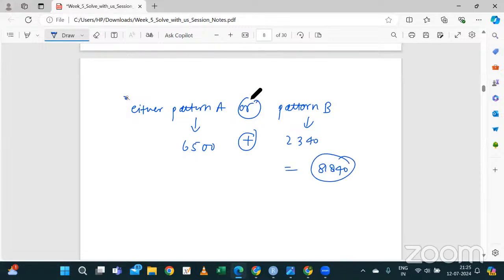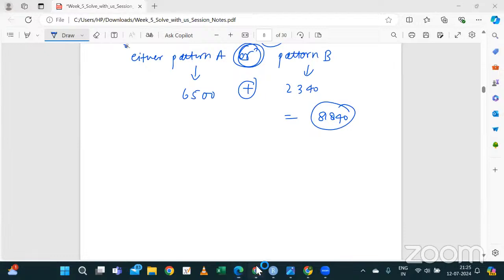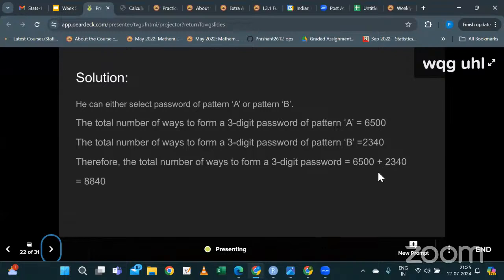So here you have to think whether it's an OR case or an AND case, right? Is this clear? Yes, sir. So the answer is the same, which we got: 6500 plus 2340, which is 8840.